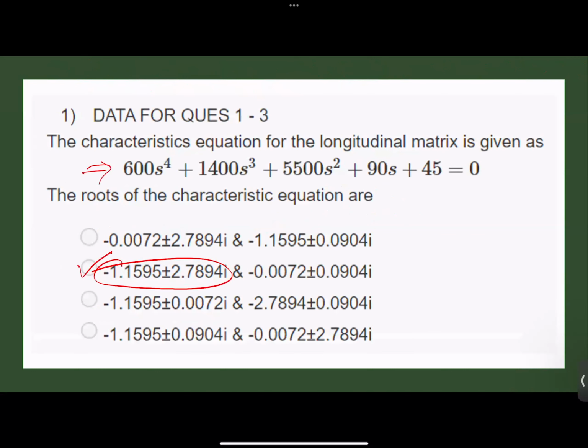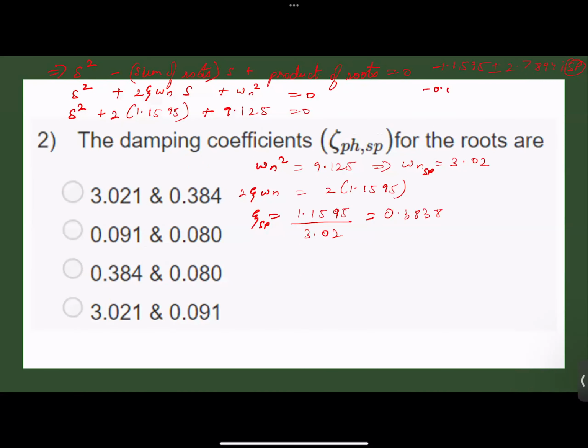What are the roots of the long period? It is this: minus 0.0072 plus or minus 0.094 i. This is the long period. Again, form the equation, substitute it into the characteristic equation. You have s square plus 2 into 0.0072 s, and you have the product of the roots. What is the product of the roots? Just multiply those two roots and tell me.